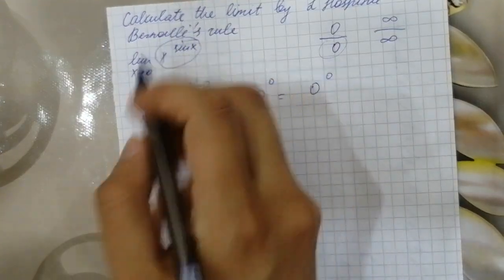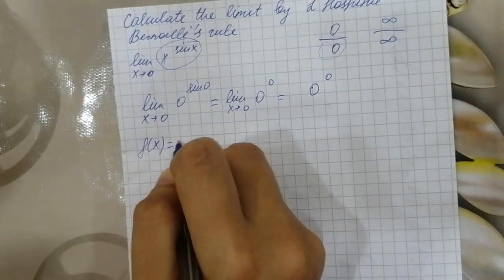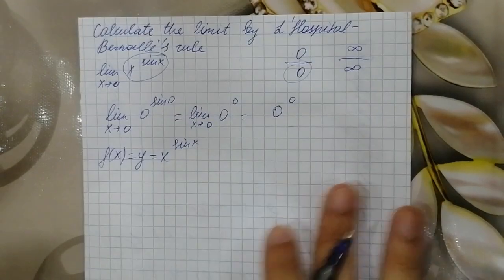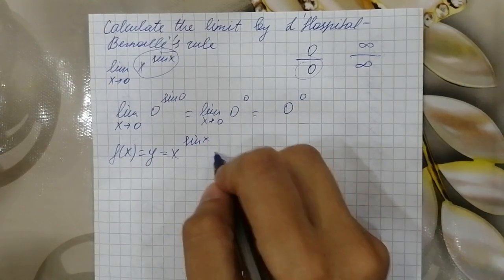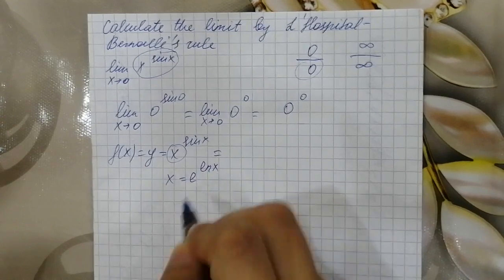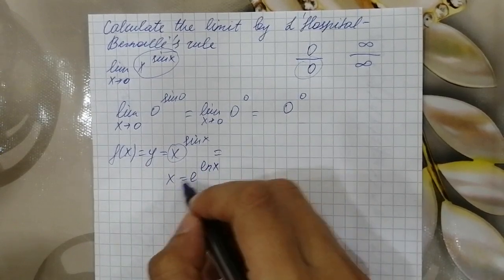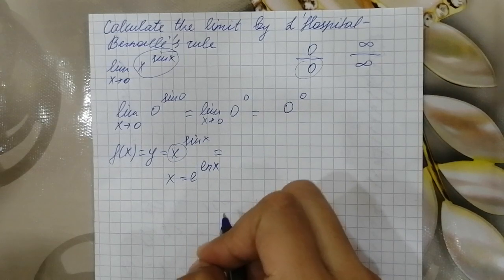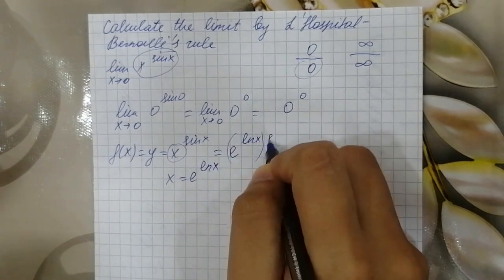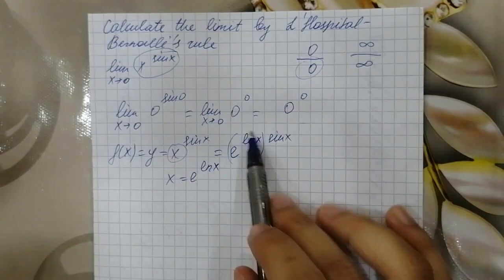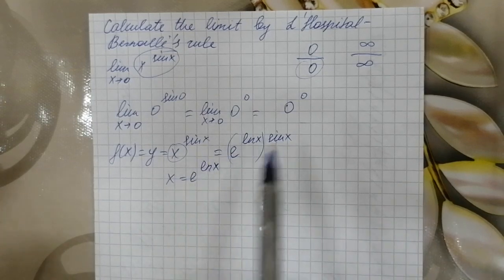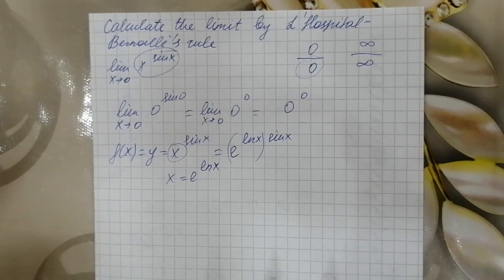This function f of x, or y, is equal to x to the power of sine x, and I'm going to write this x as e to the power of ln x, because e to the power of ln x is equal to x. So I can write it like this: e to the power of ln x, to the power sine x. This is x to the power of sine x. We didn't change anything, we just substituted x as e to the power of ln x.